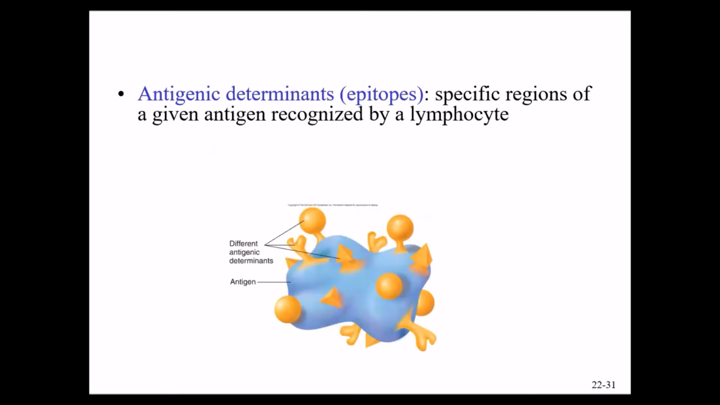Another word that goes right along with antigen is what's called the antigenic determinant. Sometimes you just see that referred to as an epitope. This is the actual site on a given antigen that would be recognized by your white blood cells or your lymphocytes in this case. And so the picture kind of shows you some kind of antigen.